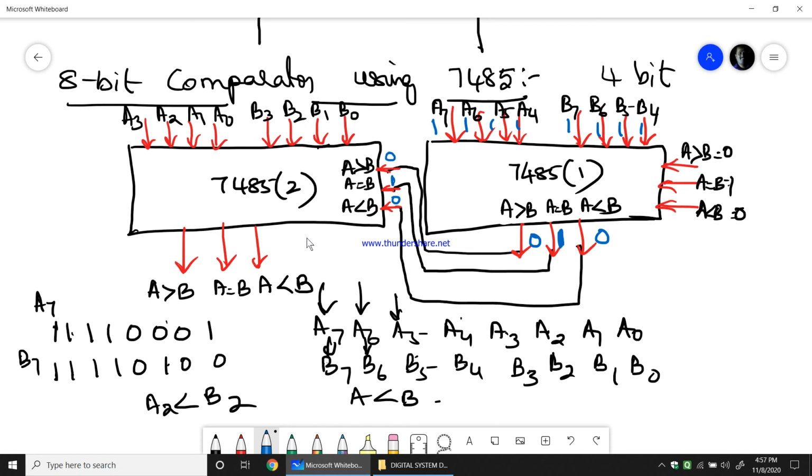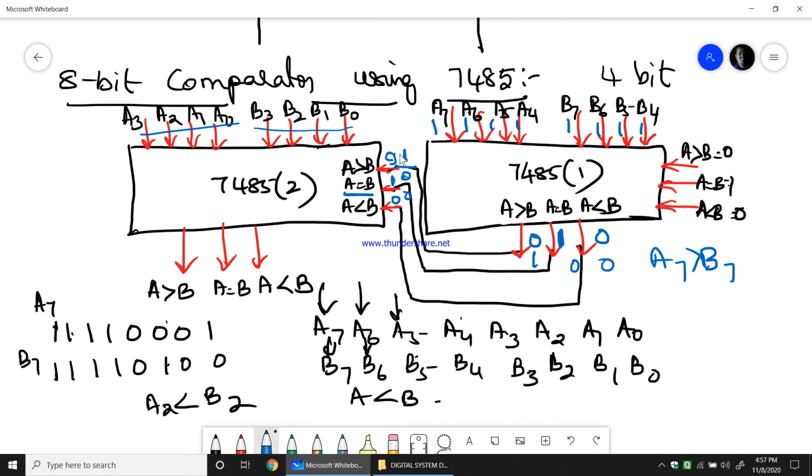Okay, 0 1 0. Now once these inputs are 0 1 0, as A equals B, then the importance for these 4 bits is given, right? As A equals B is high, then the importance for these 4 bits will be given. If A greater than B is high or A less than B is high, means the comparison has happened with MSB only. See, if A7 is greater than B7, then this output will be 1 0 0. Now this A greater than B will be 1 and these both will be 0.